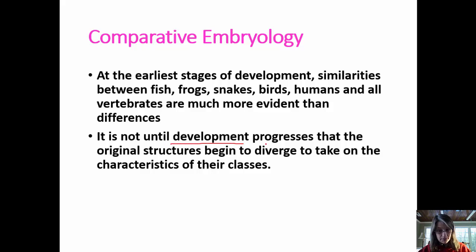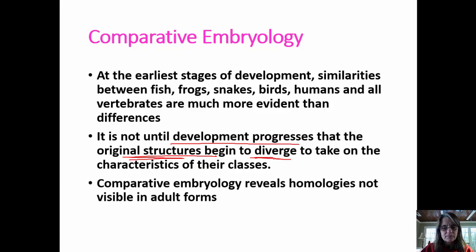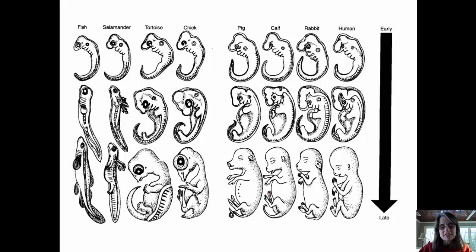It's not until development progresses that those original structures slowly diverge and take on the obvious characteristics of each different class of vertebrate. Comparative embryology supports evolutionary ideas in a number of ways, but in a key way, it reveals homologies, homologous structures that are not necessarily visible in adult forms. Things look very different in the adult organisms, perhaps, but if we look back in the development of the embryo, we can see that those structures really do start out looking very much the same.